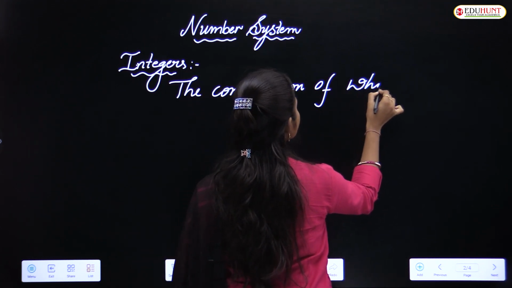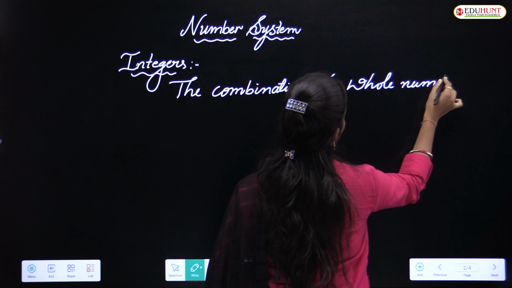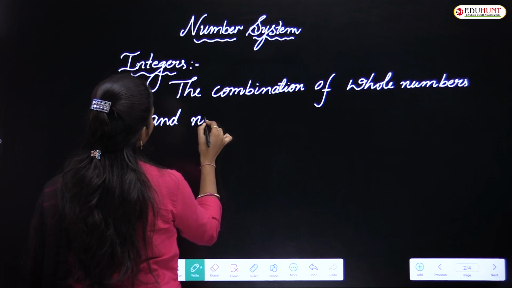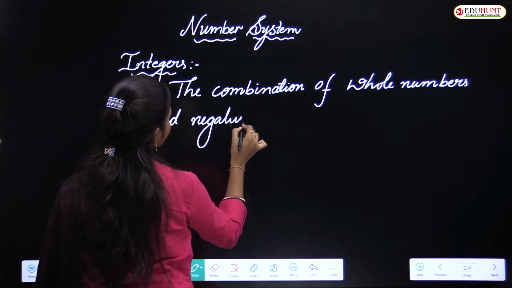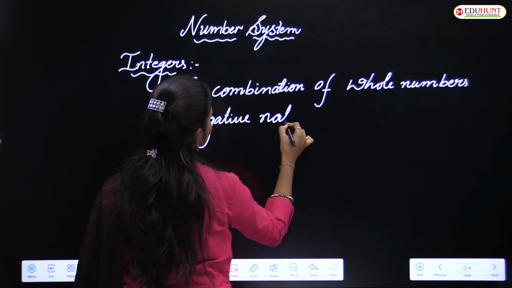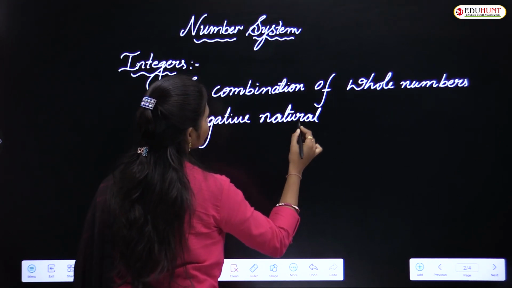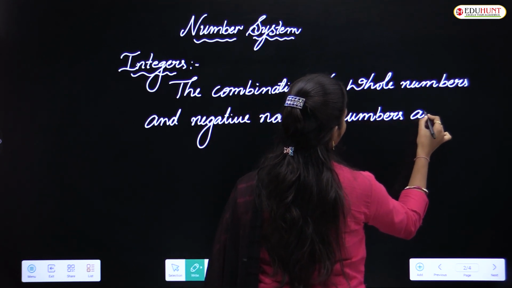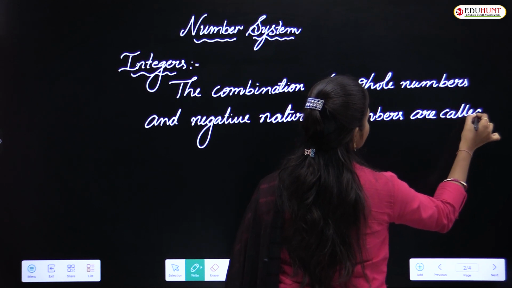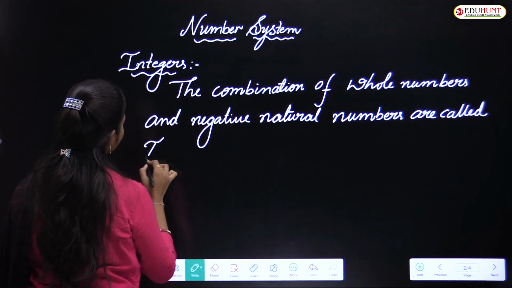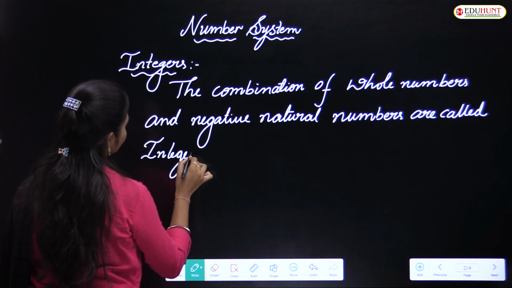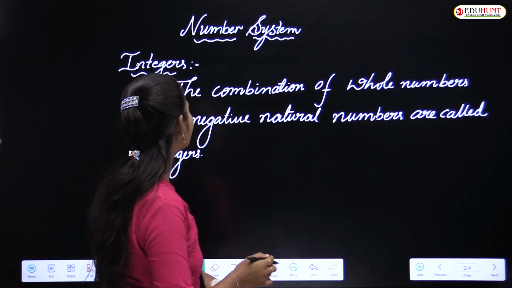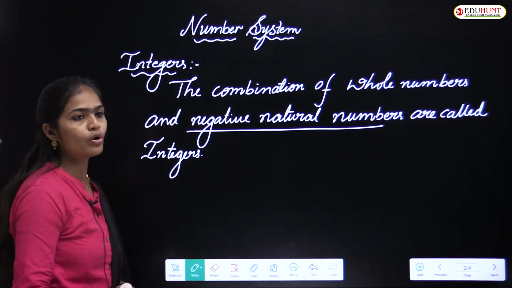The combination of whole numbers and negative natural numbers are called integers. So the definition is that the combination of whole numbers and negative natural numbers are called integers.